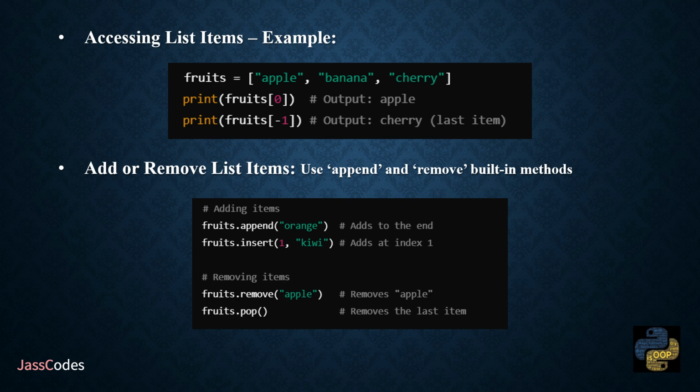To add or remove items from a list, we use the methods .append and .remove. The below code is an example for adding and removing items from the list. The other method, .insert, is used to insert an item at a particular index. In this code, we have added an item called kiwi at index 1. Pop is used to remove the last item of the list.